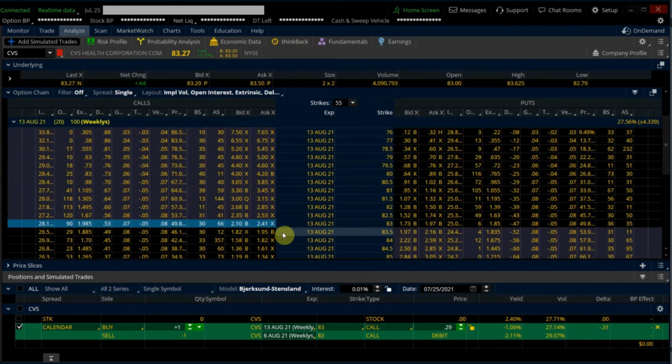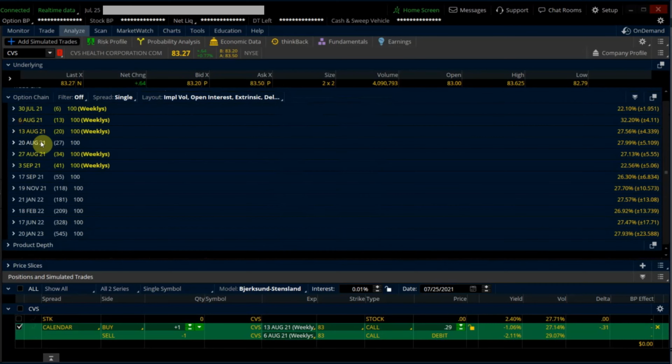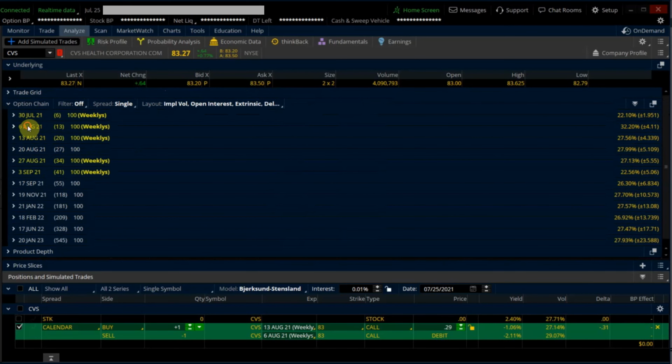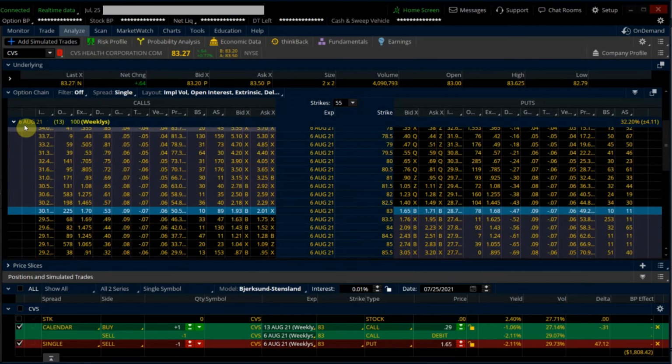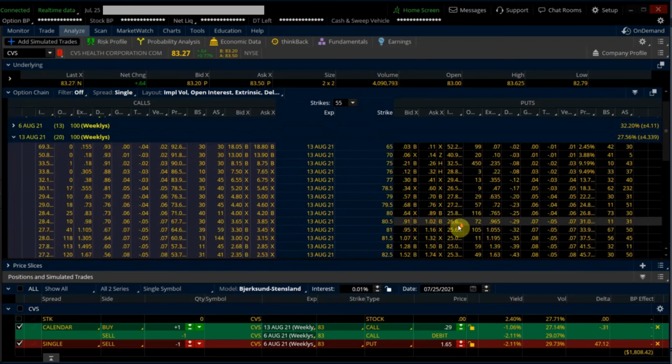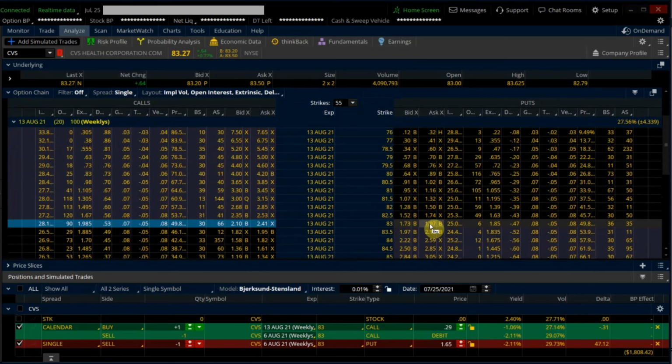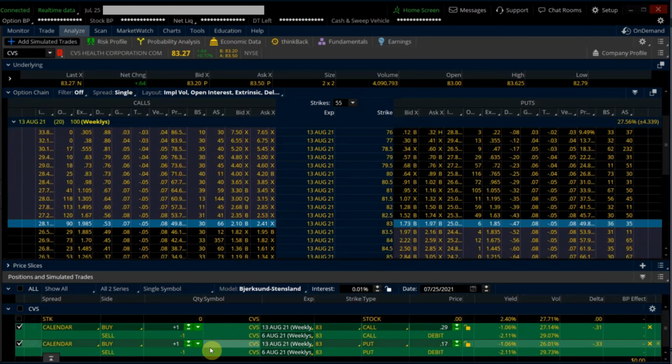And just for demonstration purposes, I will also do the other side on the put leg, just to see the difference between the two. Same thing, I will sell the 6th August $83 strike price put over here, and then I will go ahead and buy the 13th August $83 strike price over here. So right now you see that I have two calendar spreads. Both are strike price of $83. The difference is one is a call and one is a put.